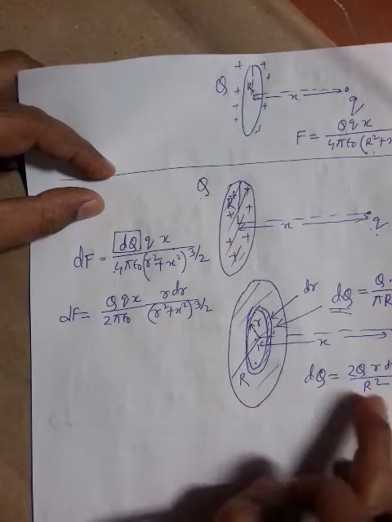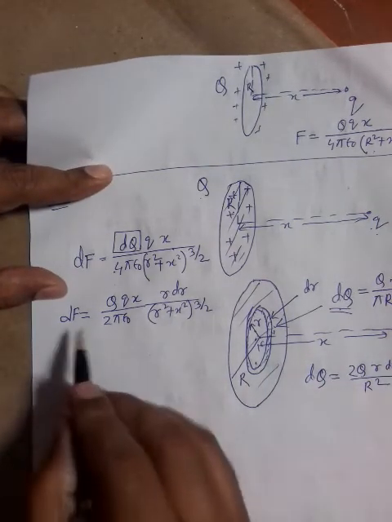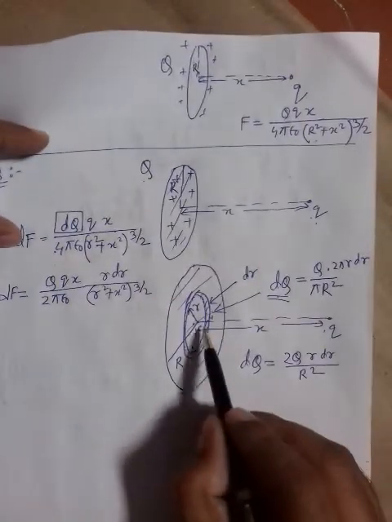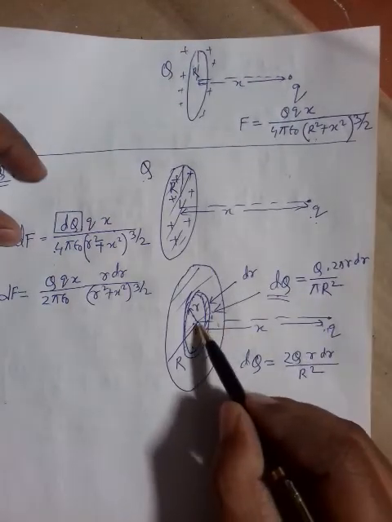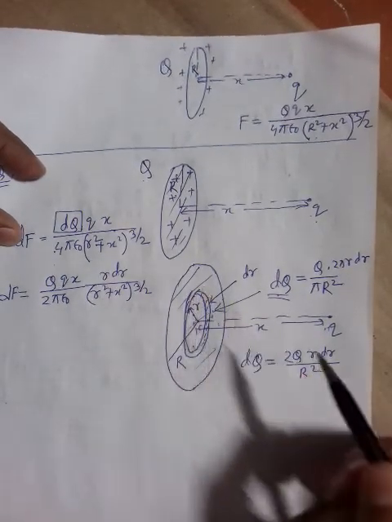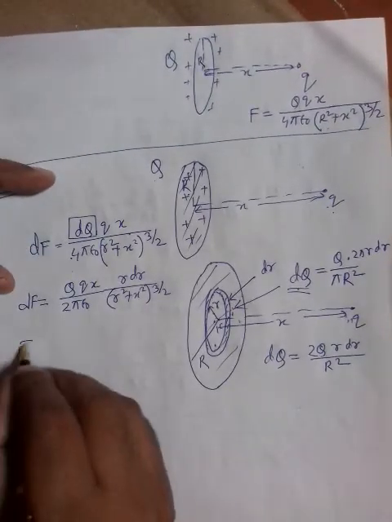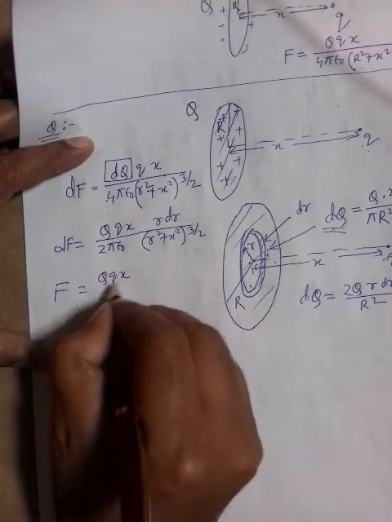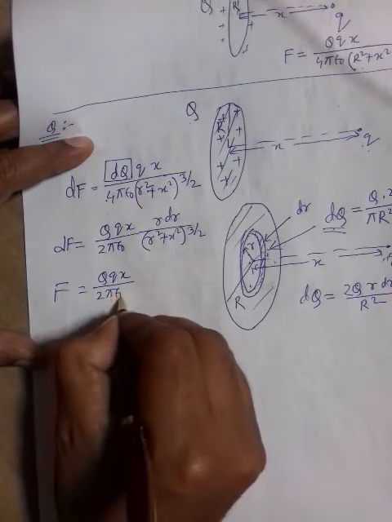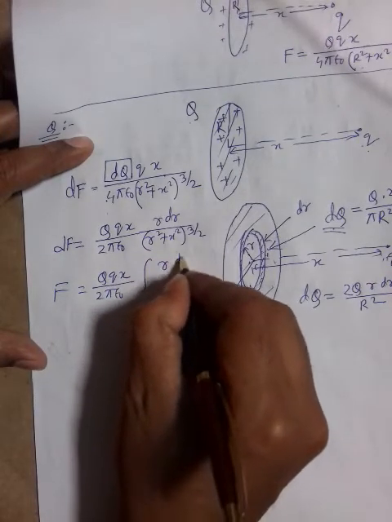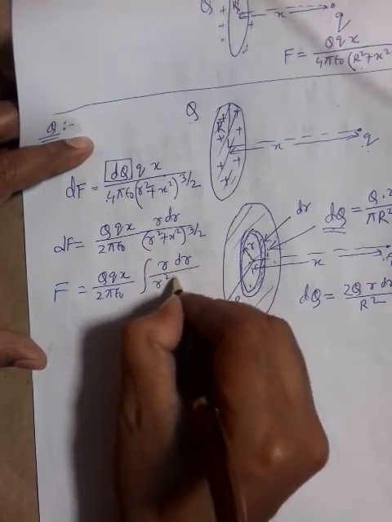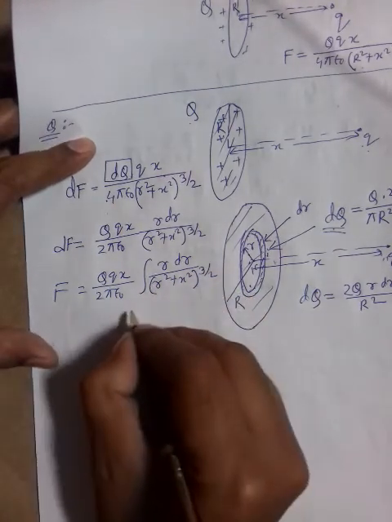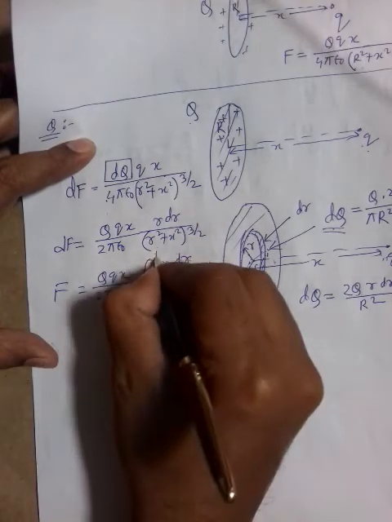Now the good thing is, once this replacement is done, the variable available is r, because x is a fixed thing. Whatever x we are looking at, x is fixed. The only variable in the equation is r. R should go from 0 to capital R. So the total force I want to calculate is capital Q small q x by twice pi epsilon naught, integration of r into dr divided by r square plus x square to the power 3 by 2. Integration should be done from small r equal to 0 to capital R.